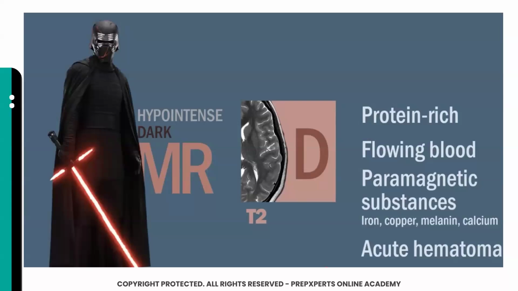So what are the possible things? Protein-rich things. These are the things that were brighter on T1, and these are now darker on T2. Protein, colloid cyst, we saw that. Flowing blood, I will show you that. Paramagnetic substances, we saw that iron, copper was T1 hyperintense, and that is going to be T2 hypointense. And then we have acute hematoma, we just saw that.